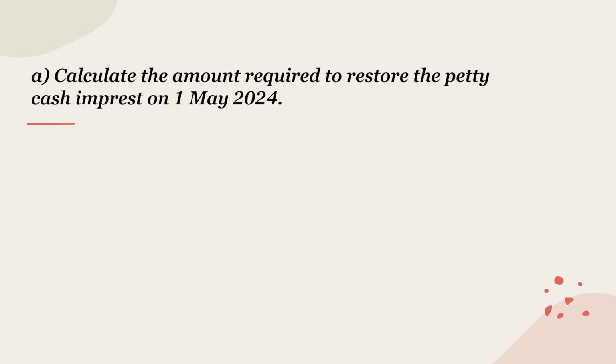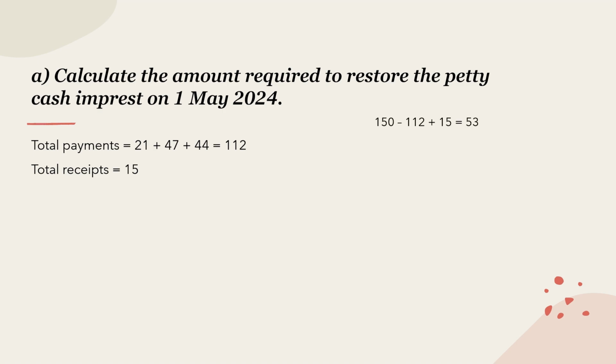So going back here, let's calculate the total payments. You simply have to sum up the values that were given. So 21 plus 47 plus 44 is $112. And the total receipts, there was only one refund, which was $15. Initially we had 150, out of which we paid 112, and there was another receipt of $15. Then the balance you get is 53. But we should bring this back to 150 in the next period.